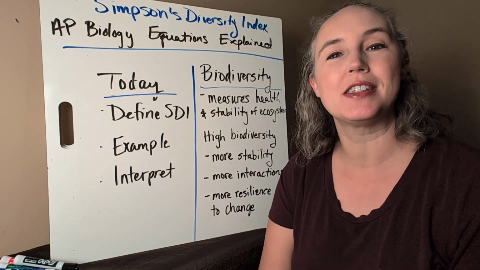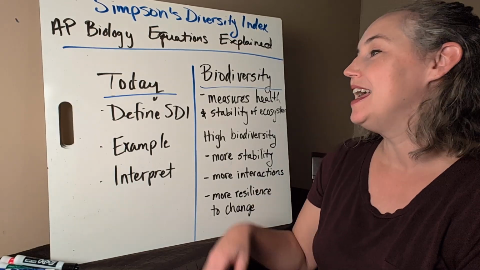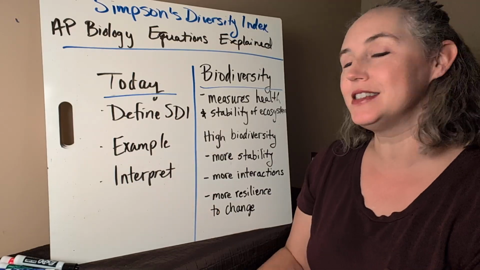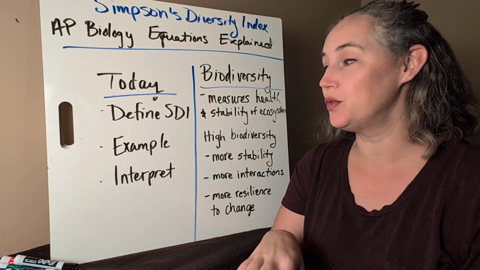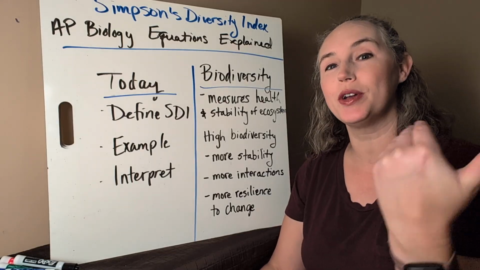Today we're going to be looking at the Simpson's Diversity Index to help us measure biodiversity. In today's video, we're going to define Simpson's Diversity Index and break down the formula. We're going to work through a couple of examples and learn how to interpret our results.